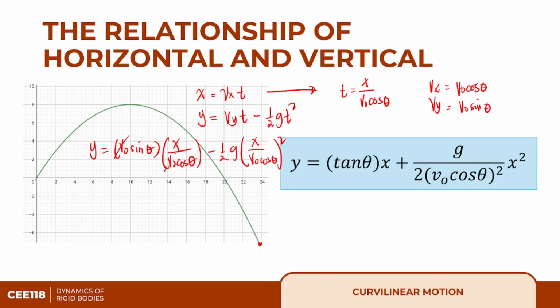Kaya ito cancel to, v_0, mangyari niyan x, that is x, then sine theta over cosine theta is tangent theta, minus 1/2, and then we have g, then we have here x square over v_0 square cosine squared theta, and that is the same thing as this one.